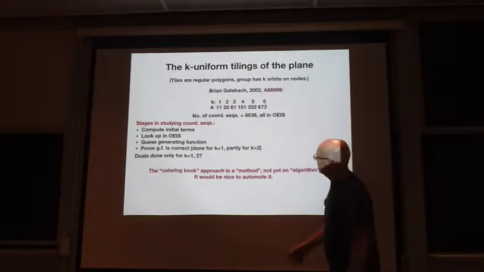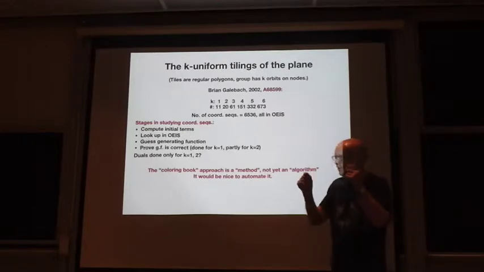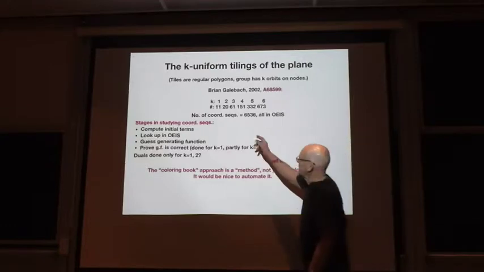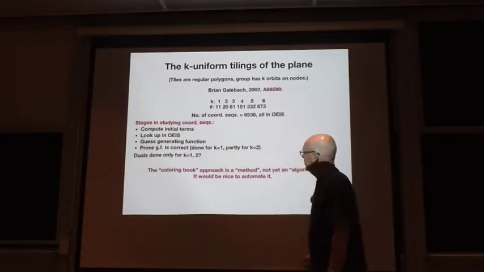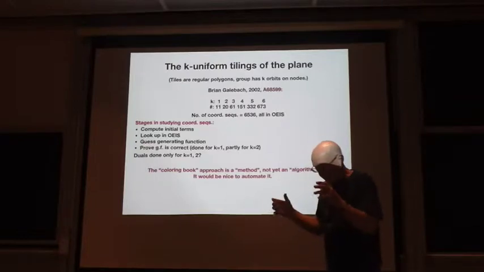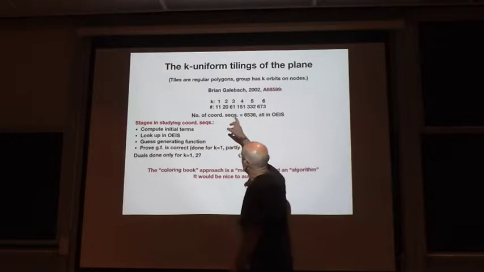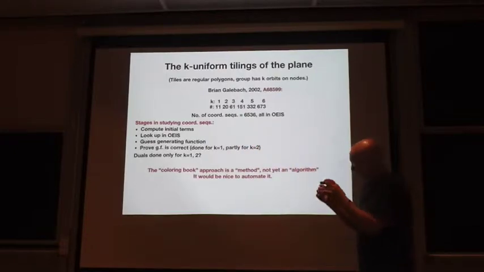There are also 20 tilings where the group acts doubly transitively. It has 2 orbits on points. So there are 20 tilings, like the Cairo tiling, where the group has 2 orbits. There are 61 tilings where the group has 3 orbits. The tiles must always be regular figures.